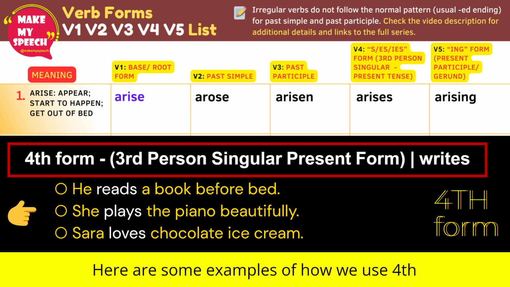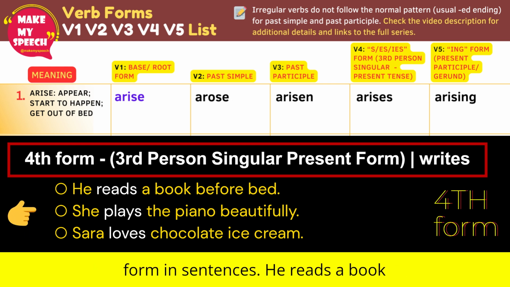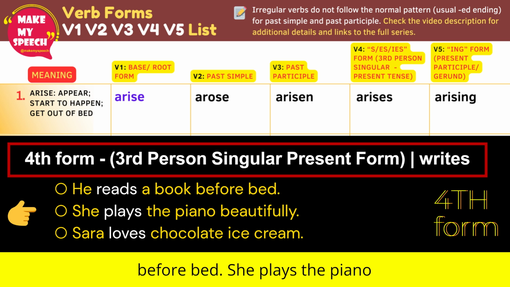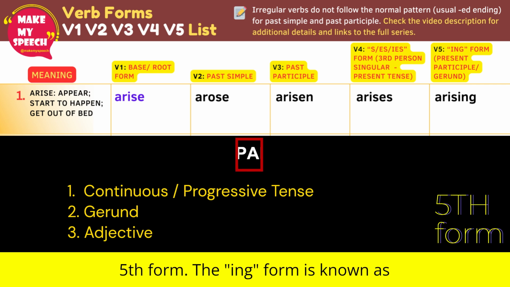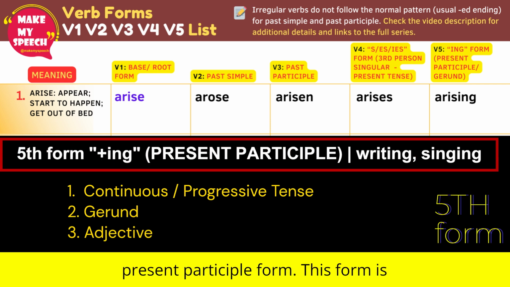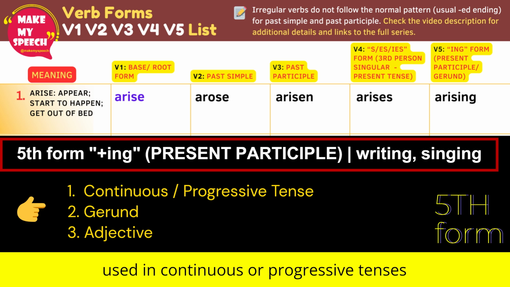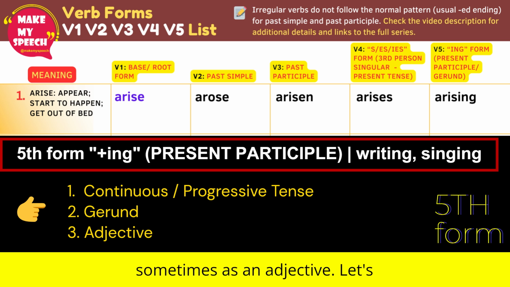Here are some examples of how we use fourth form in sentences. He reads a book before bed. She plays the piano beautifully. Sarah loves chocolate ice cream. Fifth form, the ing form, is known as present participle form. This form is used in continuous or progressive tenses, as gerund, and sometimes as an adjective. Gerund is a noun ending in ing that has been made from a verb.